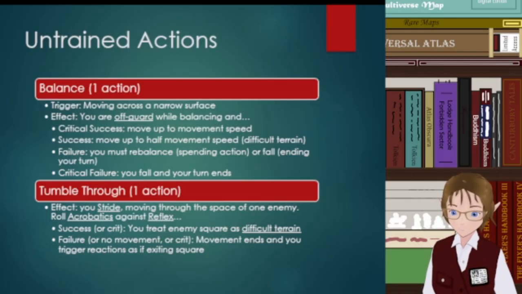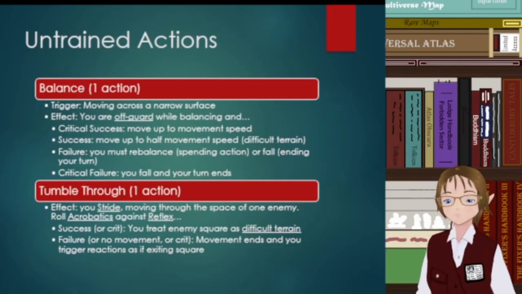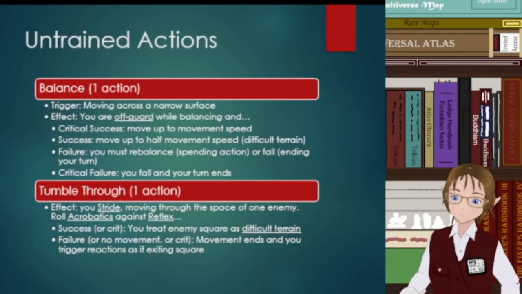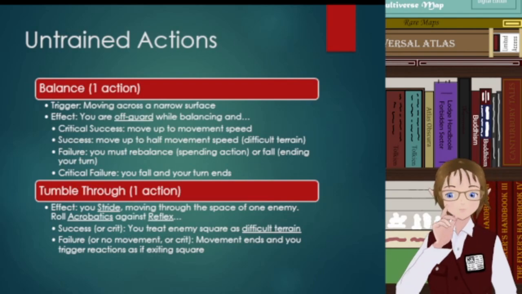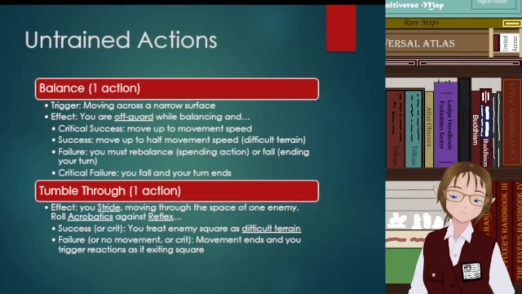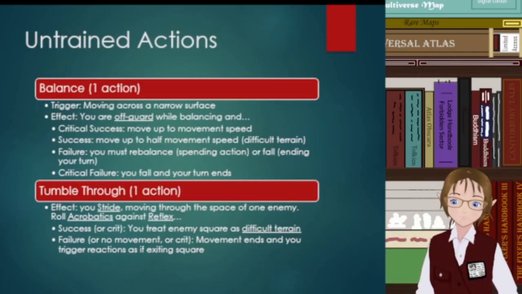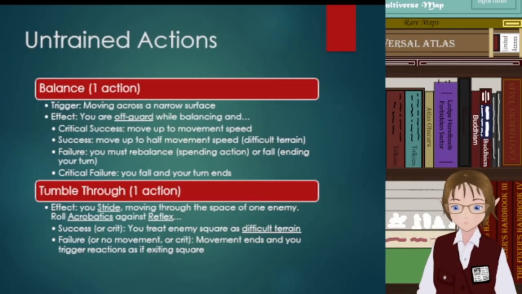The second action is tumble through. This is a one-action ability that is only really used in combat. Essentially, you move up to your speed with a stride action, including moving through the space of one enemy. Without tumble through, you must move around enemy spaces. But with this action, you can move through it.